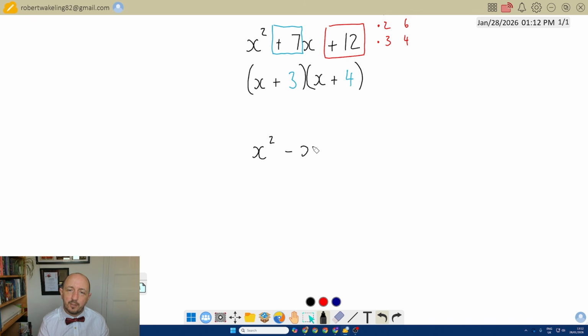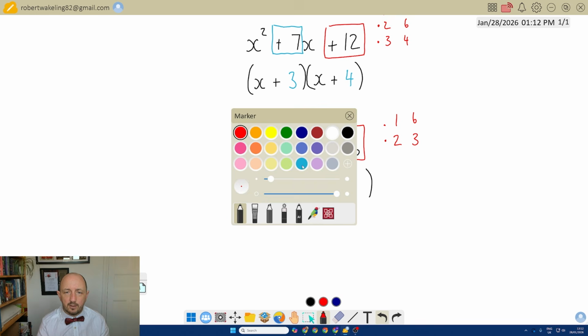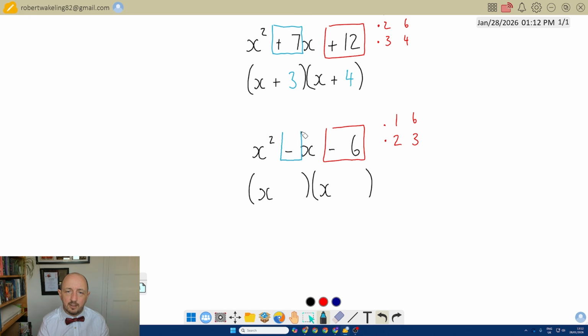Okay, let's have a look at what happens if we have a minus sign in here. So something like this. When we look at our factors of 6, we can have 1 and 6 and 2 and 3. And then we look to our number in front of the x, and there isn't one, it's just a minus sign. Try to remember there's an invisible 1 in front of the x. We just don't bother writing 1x squared.